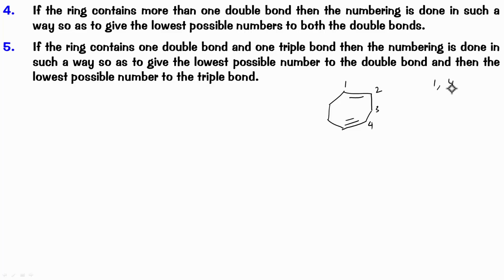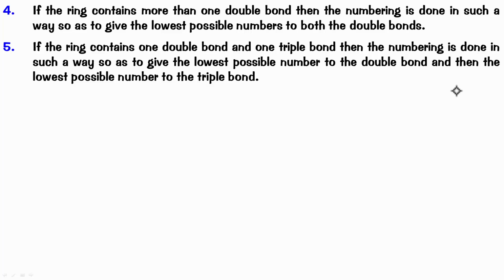Now I'm not supposed to number the triple bond as 1 when there is a double bond present. And I could not have numbered this double bond as 1 the other way, because if I did that, then this is 2, and my triple bond gets 5. I get 1 and 5. So I need to choose 1 and 4. That is the way it proceeds.